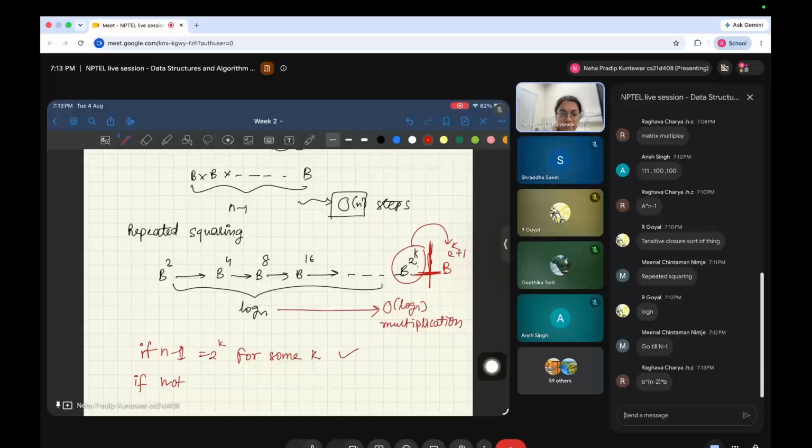B to the n minus 2 times b. But what if b to the n minus 2 is also not a power of 2? Because what if n minus 1 is, let's say, 50? So if, let's say, n minus 1 is 50, then the previous power of 2 is 32 and the next power of 2 is 64. So we are somewhere in the middle.